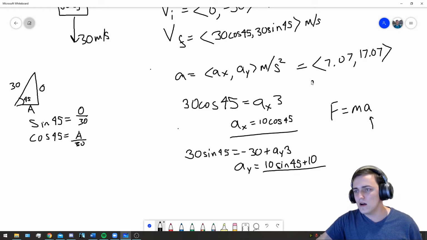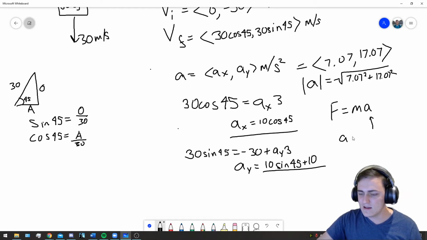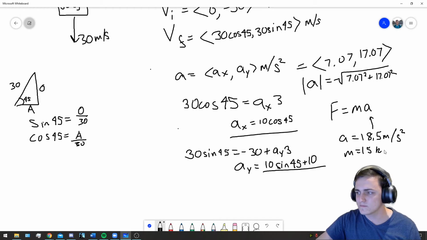We're actually going to want to find the magnitude of A, and use that as the number in the equation. That's just the square root of each component squared, summed up. And that tells us that A equals 18.5 meters per second squared. Mass was 15 kilograms. And so we can find the average force. Of course, this is just the magnitude of the average force, but it does get us the magnitude. We find F to be 277 newtons.